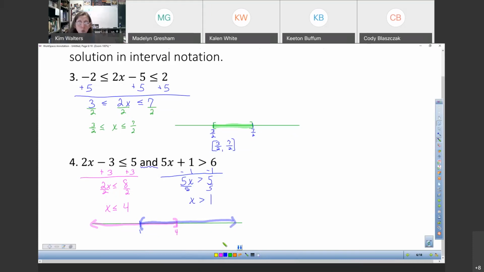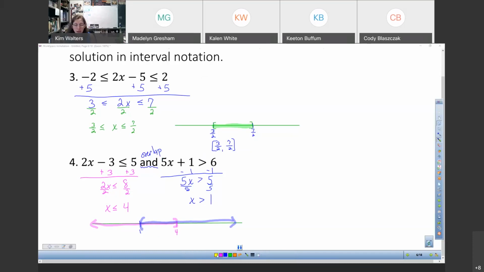Now, here's what I need you to see. And is what we call overlap. Both things have to happen. So where both pieces are shaded is between 1 and 4.